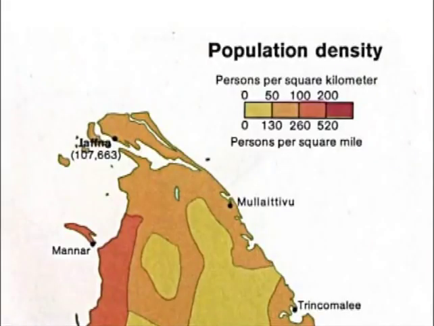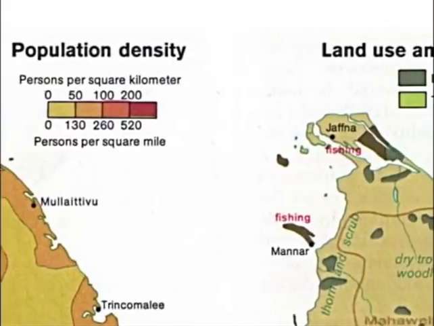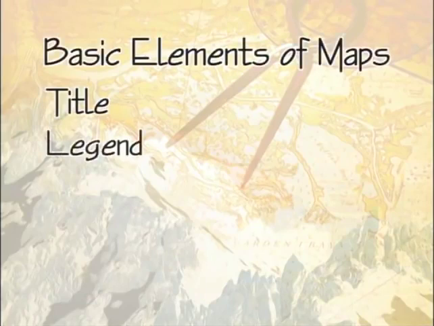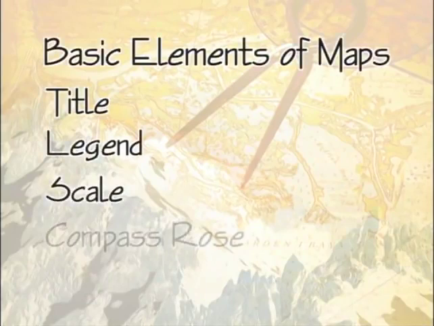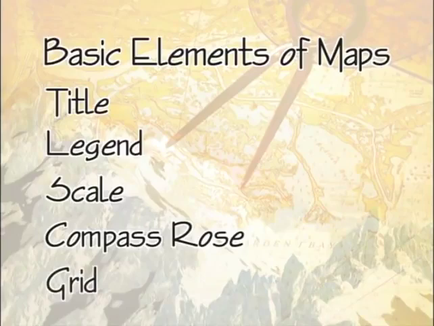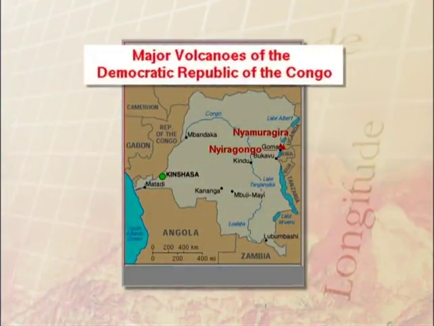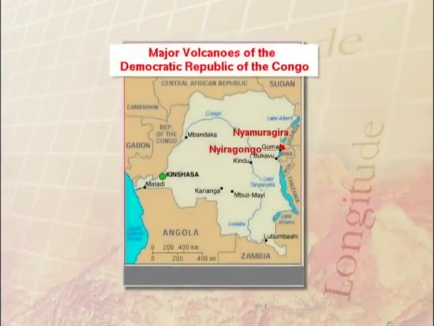Thematic maps highlight more specific information. You can find thematic maps on just about any geographical topic. Population density, distribution of natural resources or languages. Several basic elements help us understand the information on a map: the title, legend, scale, compass rose, and grid. The title tells us what area and what kind of information is included on a map.